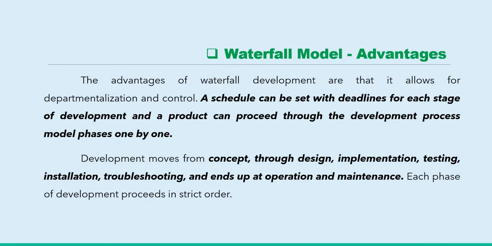That means each phase is to follow one another. All right, that means analysis will follow after planning, design will follow after analysis, implementation will follow after design, and maintenance will have to follow after implementation has taken place. All right, development moves from concept through design, implementation, testing, installation, troubleshooting, and ends up at operation and maintenance. Each phase of development proceeds in a strict order.